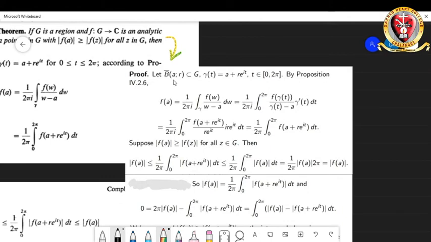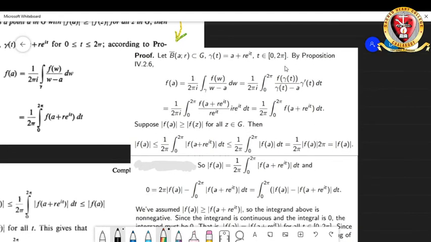So for that, let B bar of (a, r) be contained in G, which is the closed disk centered at a with radius r. And gamma of t is equal to a plus r e raised to i t, where t is varying from 0 to 2 pi. It simply means it is a circle centered at a with radius r. And by Cauchy's integral formula, which we had seen earlier, we know that f of a is equal to 1 by 2 pi i integral over gamma f of w divided by w minus a dw, that is equal to 1 by 2 pi i, the line integral definition.